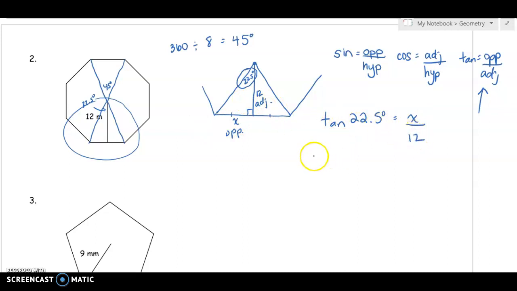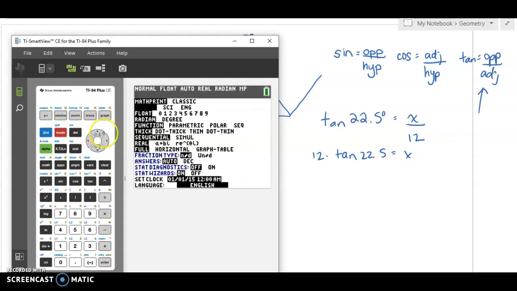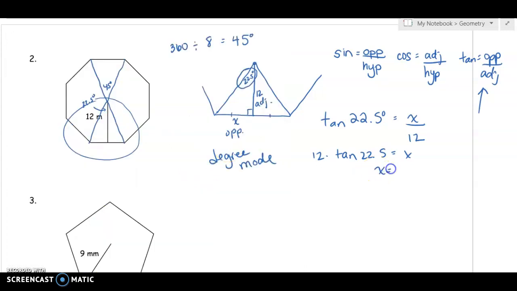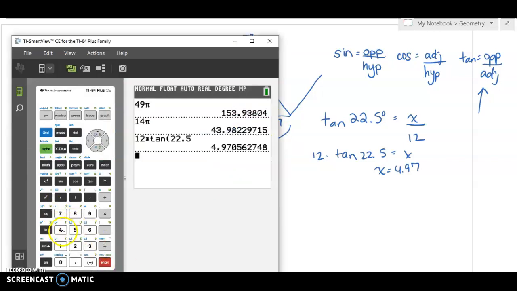Then you cross multiply. You're going to do 12 times the tangent of 22.5. When you do this, make sure your calculator's in degree mode. On your calculator, you'll go to mode and make sure it's in degree mode. Then you'll do 12 times the tangent of 22.5. We're going to get decimals, so we round to the nearest hundredth. It's 4.97, so x equals 4.97. If this piece is 4.97, this piece here is 4.97, which means the entire side is going to be 4.97 times 2, which gives you 9.94.